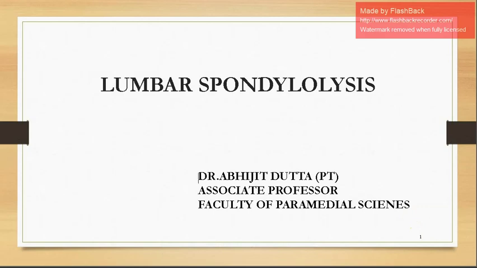Last few classes we have seen different conditions which are interrelated in the spinal column, starting from the disc prolapse, herniated discs, lumbar canal stenosis or the spinal canal stenosis, spondylitis, spondylolisthesis, and then spondylosis, cervical and lumbar. So let us see what is spondylolysis, and it is mainly seen in the lumbar area.